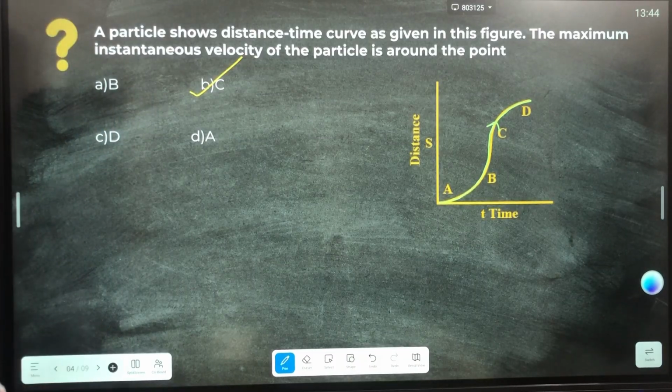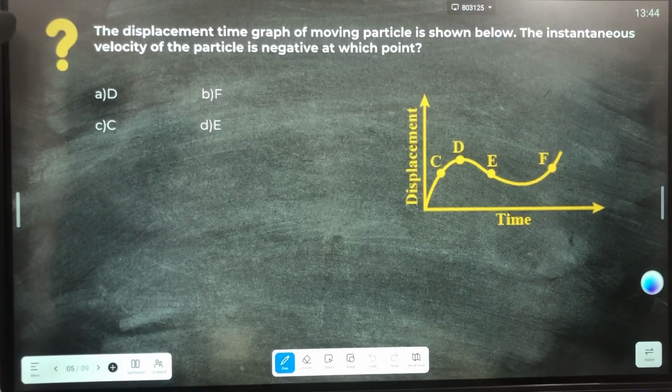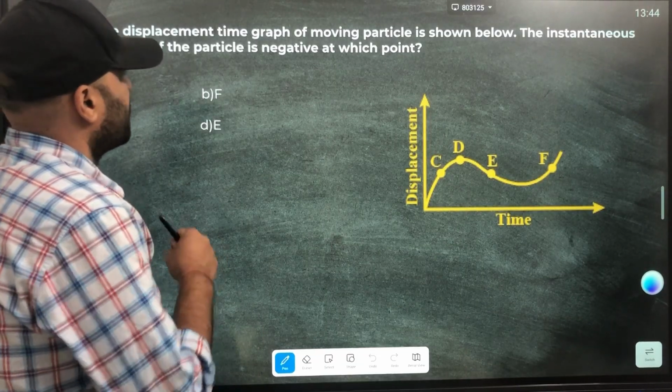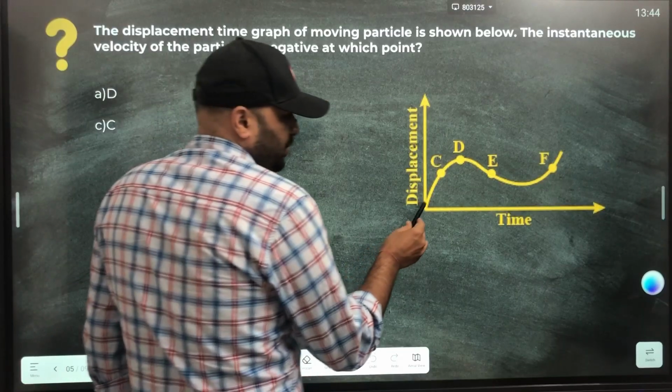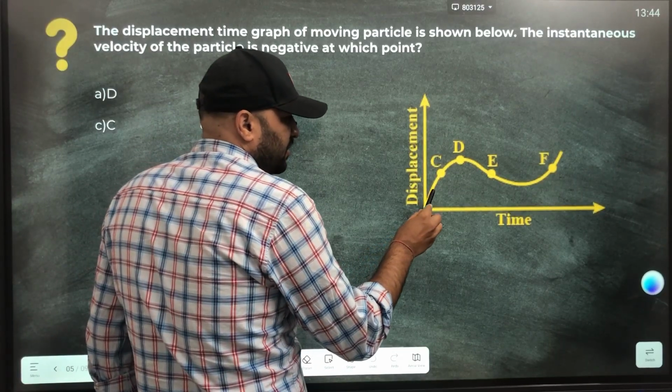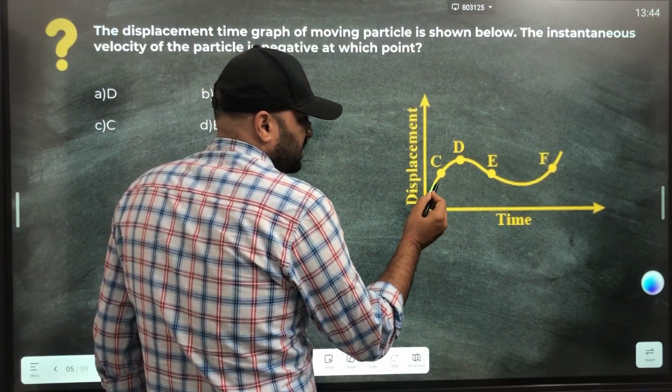Let's see the next problem. Great. The displacement time graph of a moving particle is shown below. The instantaneous velocity of the particle is negative at which point? So if you can see, the graph is increasing like this, okay? If the graph is increasing like this, what is happening?